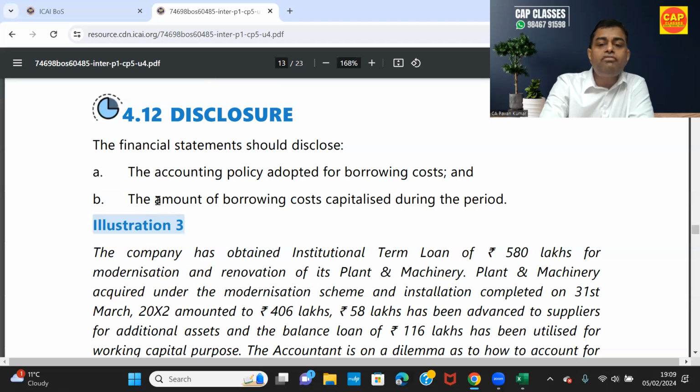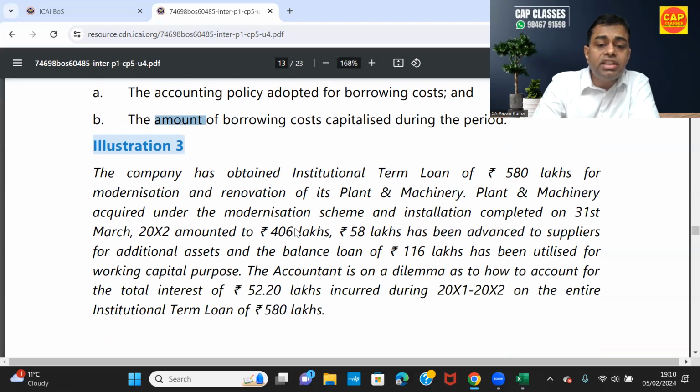Two, what is the amount of borrowing cost capitalized? For example, in the previous example, that 74,219 amount is there. That you will write in notes to accounts. During the year, an amount of 74,219 is capitalized towards so and so asset. That is one disclosure. The second disclosure is that our accounting policy is to calculate the interest rate like this, and this is our interest rate. That's all. Simple. Now, can you read illustration 3, please?